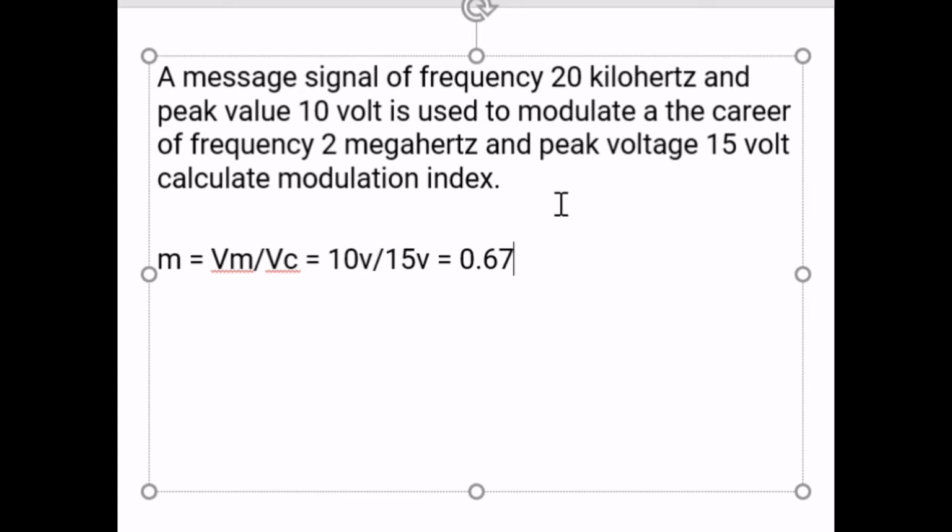If you want to find the percentage of modulation, which is the larger M, you can use this equation, 0.67 times 100%. So you'll get 67% modulation. Okay, simple question.